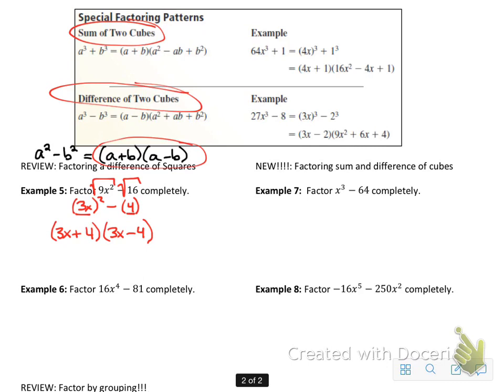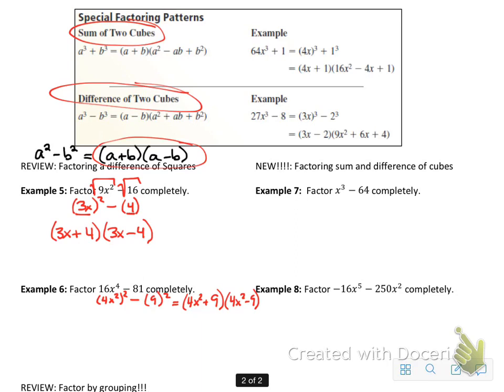So what is the square root of 16x to the 4th? That is actually 4x squared. And the square root of negative 81 is 9. So let's do that. We take our a, so our 4x squared, and add it to b, which is 9, and we subtract it.